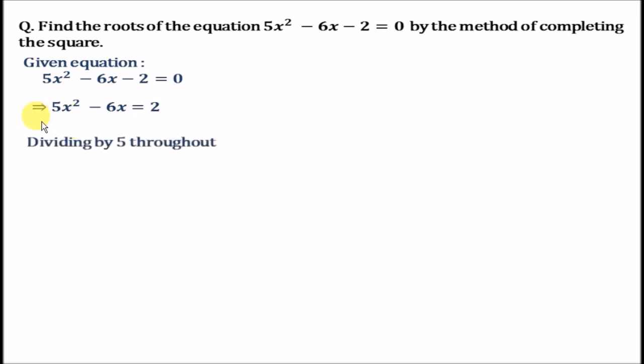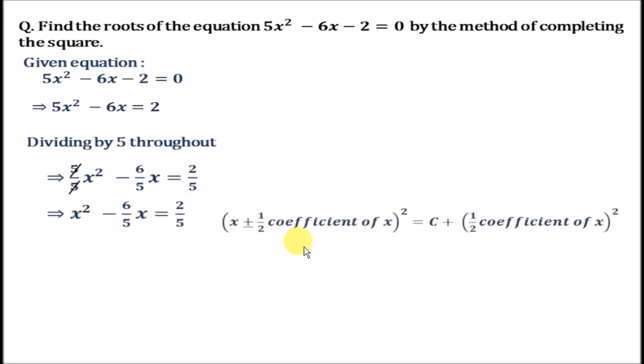So on dividing by 5 throughout, we will get (5/5)x² − (6/5)x = 2/5. We can cancel the 5's out here. Now we have got the equation as x² − (6/5)x = 2/5. In the next step, we will apply the identity, that is (x ± half into coefficient of x)² = constant c + (half into coefficient of x)².